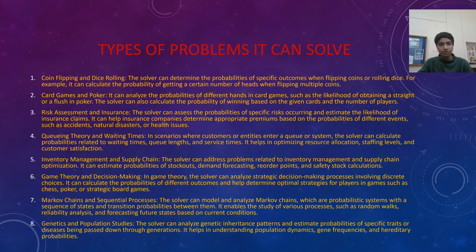Hi everyone. So I will discuss the types of problems it can solve. First, coin flipping and dice rolling. The solver can determine the probabilities of specific outcomes when flipping coins or rolling dice. Second, card games and poker. It can analyze the probabilities of different hands in card games, such as the likelihood of obtaining a straight or a flush in poker.